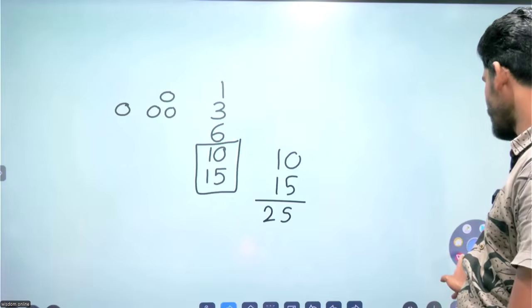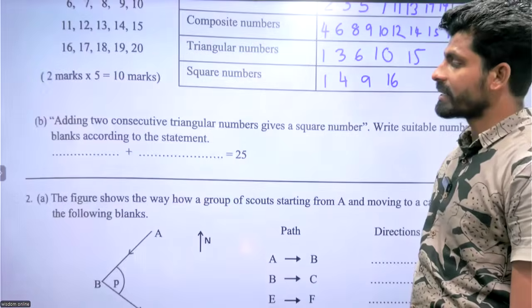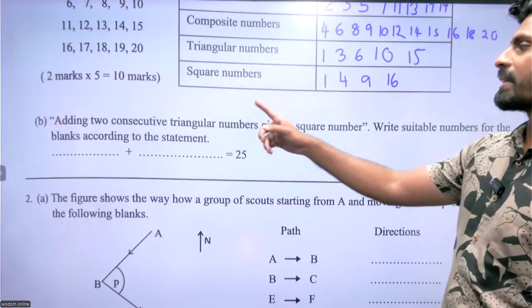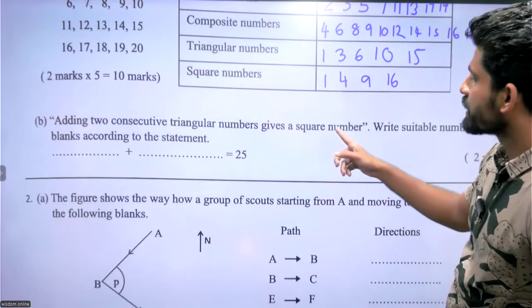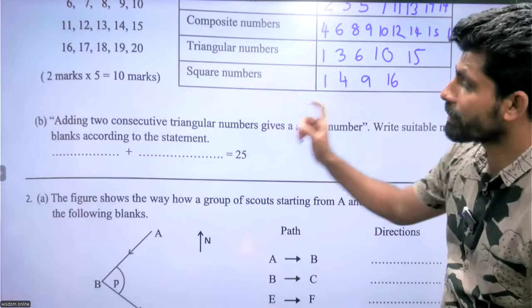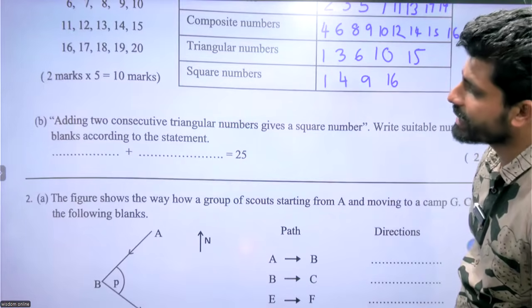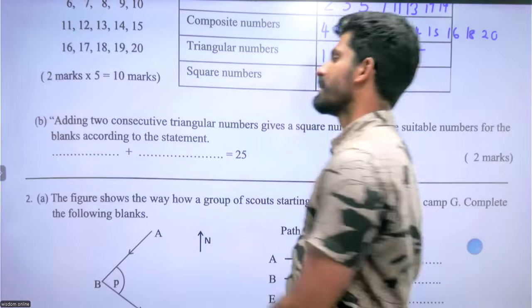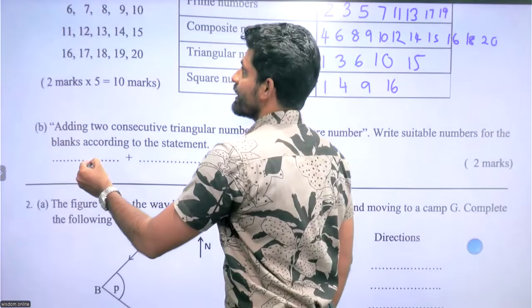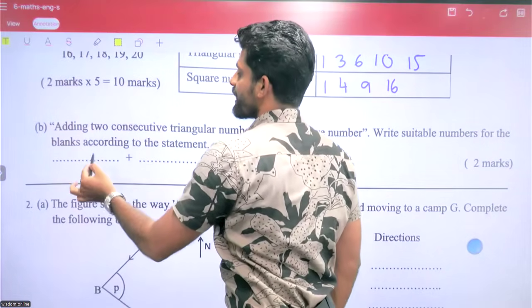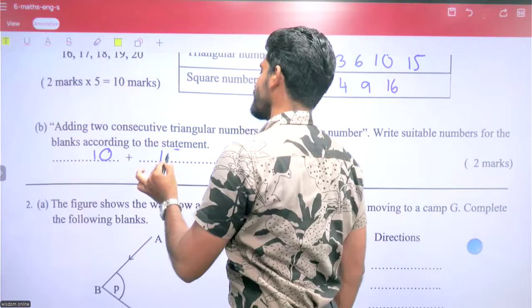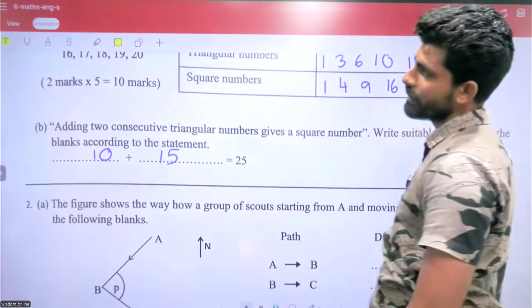So that means 10 plus 15. Right? 10 plus 15. Adding 2 consecutive triangular numbers gives the square number. Write the suitable numbers for the blanks according to the statement. So that means 10, right? What is the answer? 10 plus 15 equals 25.